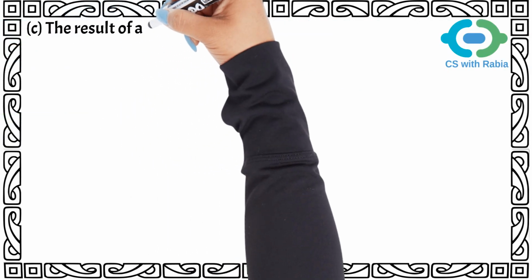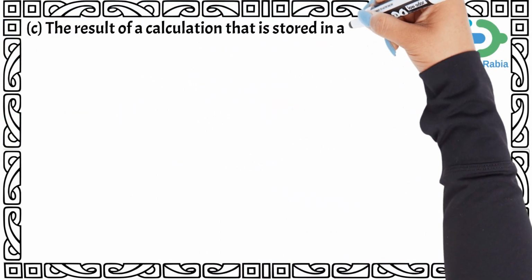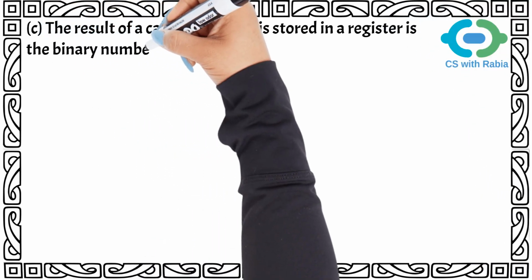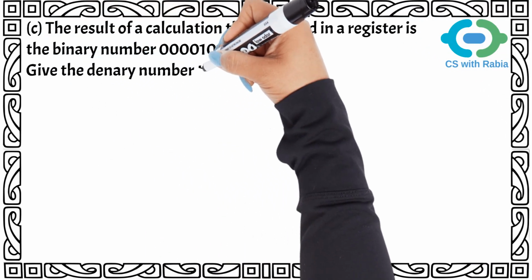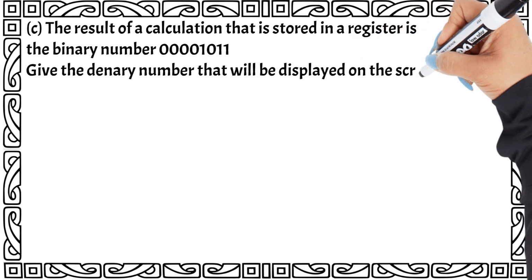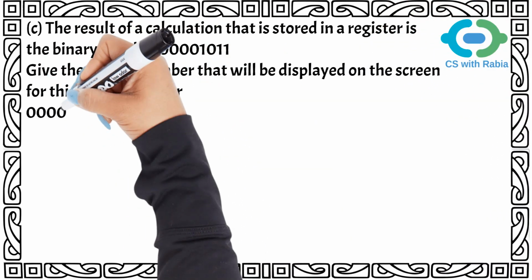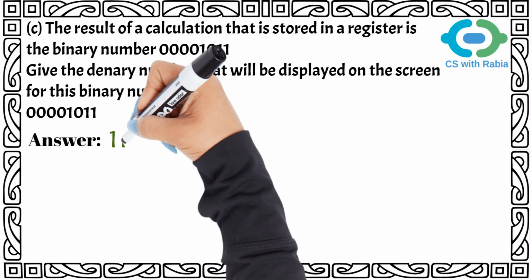The result of a calculation that is stored in a register is the binary number 00001011. Give the denary number that will be displayed on the screen for this binary number. Answer is 11.